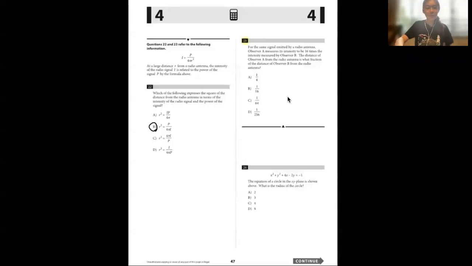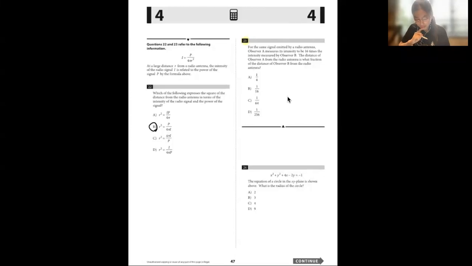Practice test 2, calculator section, question 23. So let's get started. Both of these questions talk about the information given here.